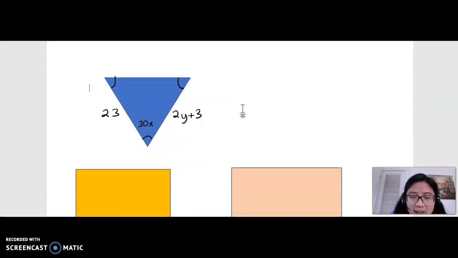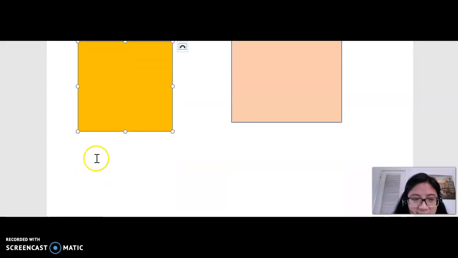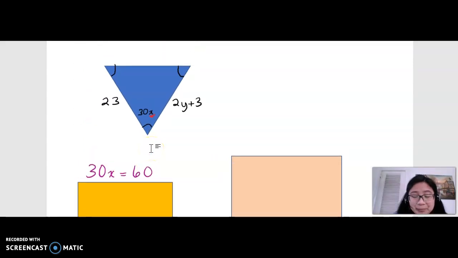So let's look at a problem like this. What would it look like if we were trying to find the value of x? If we are trying to find that value of x, how would we set up that problem? Okay, I'll give you some time to think about it. If you said 30x is equal to 60, that would be correct. We know that all the angles of an equilateral triangle are 60 degrees, so we can just set it up as 30x is equal to 60.